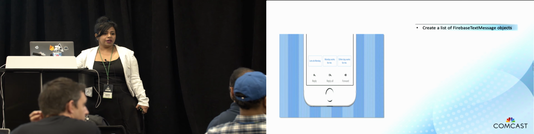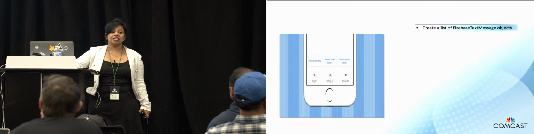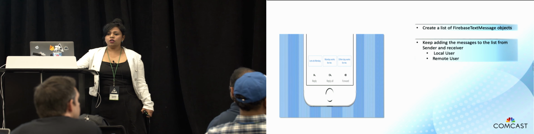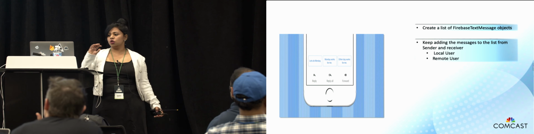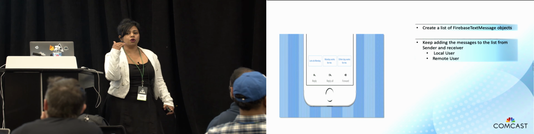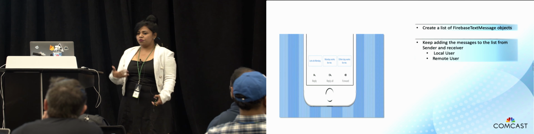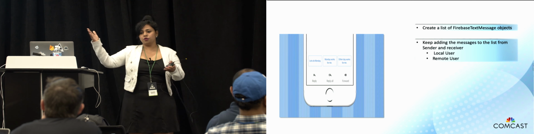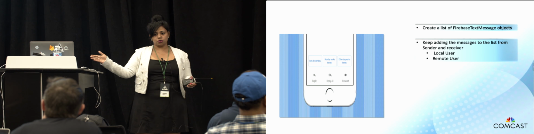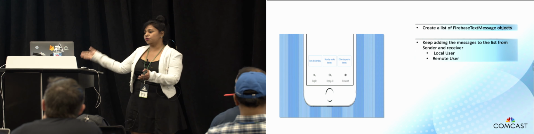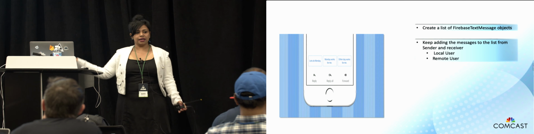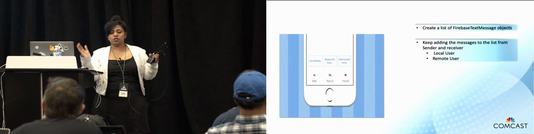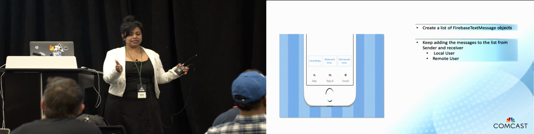It's the same thing. You create a list of Firebase text message objects. Then you start feeding messages. So your messages will be either local user or remote user. Local user means, for example, I'm the one who's receiving the messages, so I'll be the local user. Then each one of you sending me a message will be a remote user. So I'll start setting user IDs for each one of you so I can uniquely identify you. So you start adding those messages to this list.